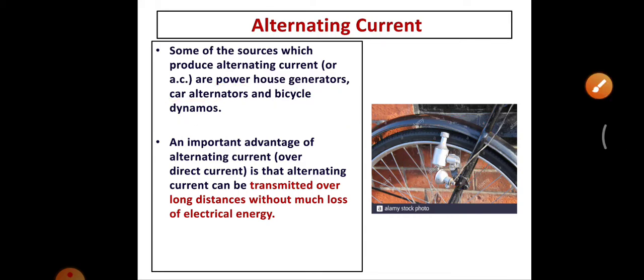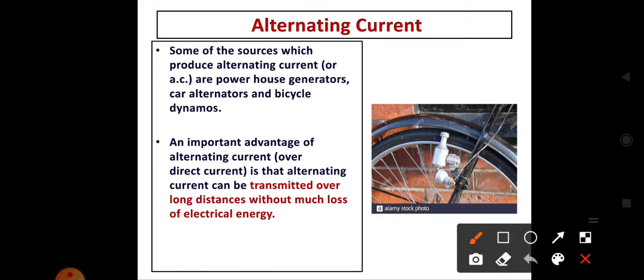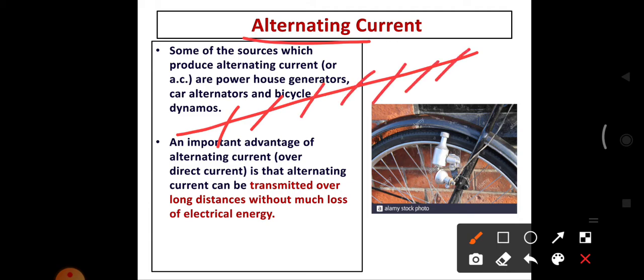An important advantage of alternative current over the direct current is that the alternative current can be transmitted over long distance without much loss of electrical energy. That means in our day-to-day life we are using the electrical current, that is alternative current, because the alternative current can be transmitted over a long distance without much loss of electrical energy.